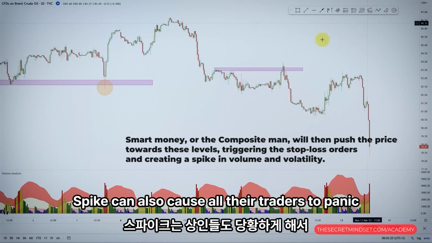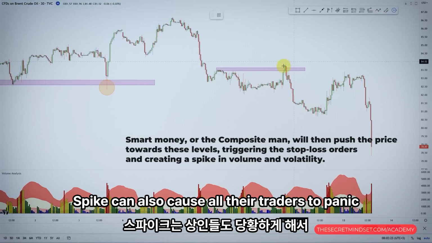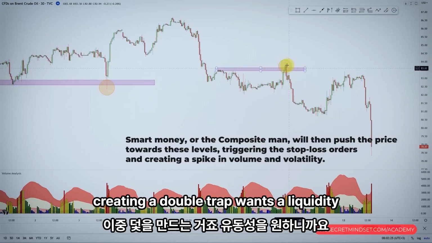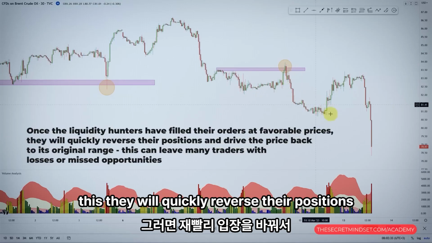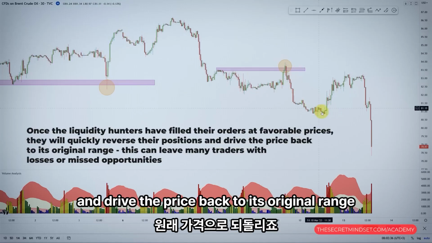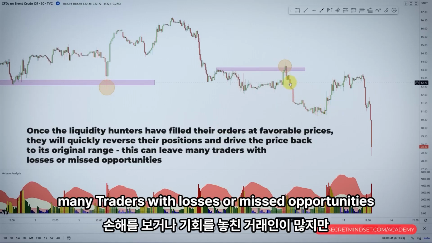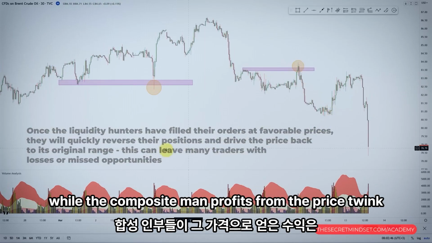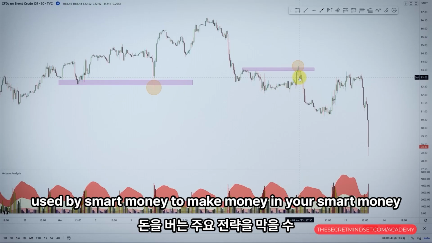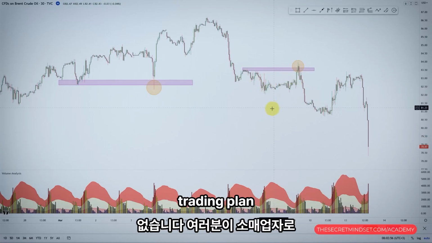This spike can also cause other traders to panic and join the move, creating a double trap. Once the liquidity hunters have filled their orders at favorable prices, they will quickly reverse their positions and drive the price back to its original range. This can leave many traders with losses or missed opportunities, while the composite man profits from the price swing. This is one of the main strategies used by smart money to make money. Liquidity is the third component in your smart money trading plan.